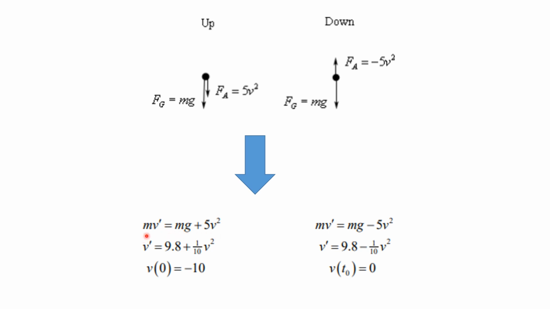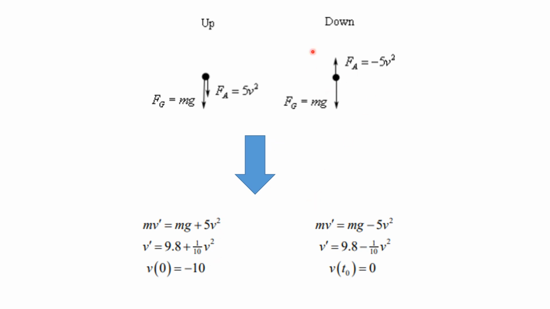I divide all the way through by m, and m was 50, I think, and so this is what I get. My initial condition was that it was initially thrown up at 10 meters per second, so that is minus 10 according to my convention. If you look at this, you can say, oh, this is not linear, there's a v squared there, so this is a non-linear equation that I have to solve here. So this is the equation going up.